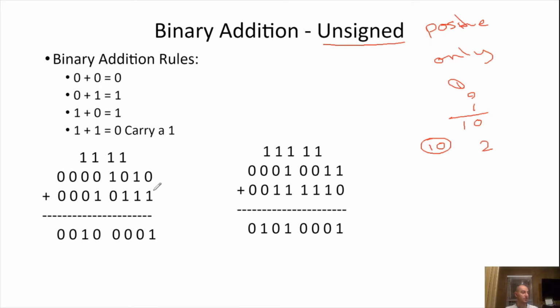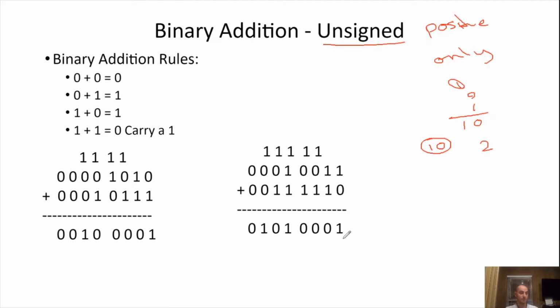So 0 plus 1 is 1, 1 plus 1 is 0, but we are carrying a 1. And then we have 1 plus 1, again 0, carry another 1. 1 plus 1 is 0, carry a 1. 1 plus 1, 0, carry a 1. And then 1 plus zeros, it's going to be 1, and then 0, 0. So far so good. This is another example.